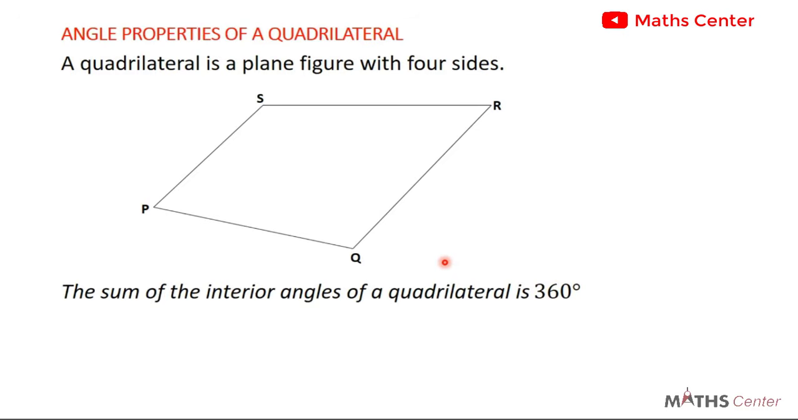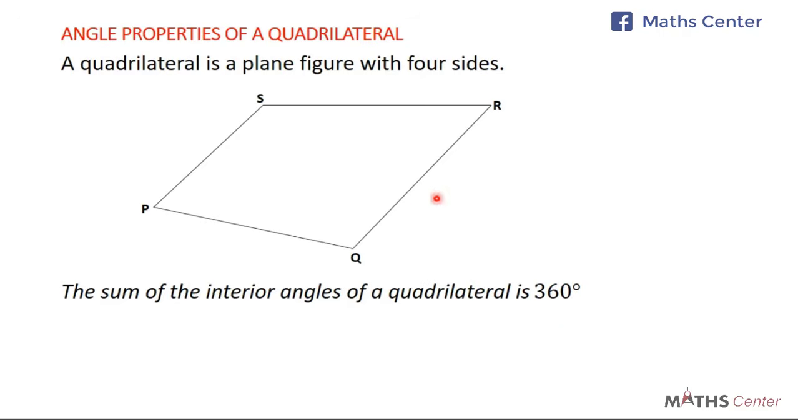Now, what are the angle properties of this quadrilateral? The main thing you have to know about quadrilaterals is that the sum of the interior angles of a quadrilateral is 360 degrees. In the previous video on triangles, we said that the sum of the interior angles of a triangle is 180 degrees. For a quadrilateral, if you sum the interior angles, you are supposed to get 360 degrees.